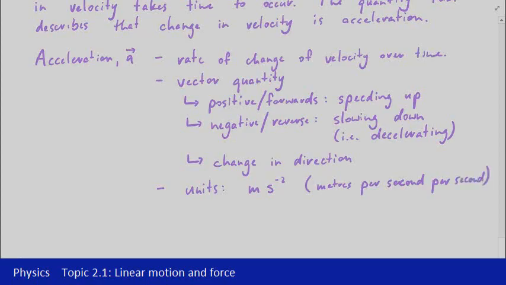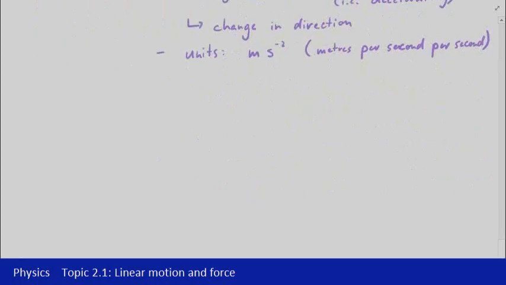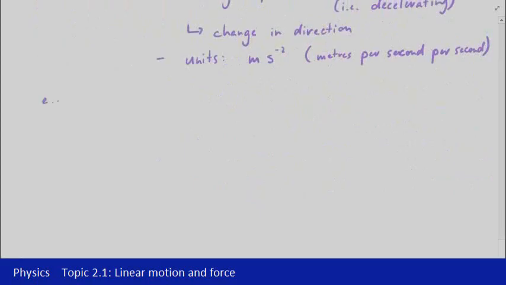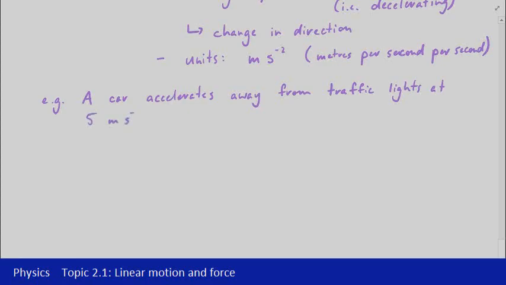Now I want to just develop that idea just a little bit further. If we had a car, let's say a car accelerates from traffic lights. So initially it's stationary, and it has an acceleration of 5 meters per second squared. So that acceleration basically means that every second the speed of the car is increasing by 5 meters per second.